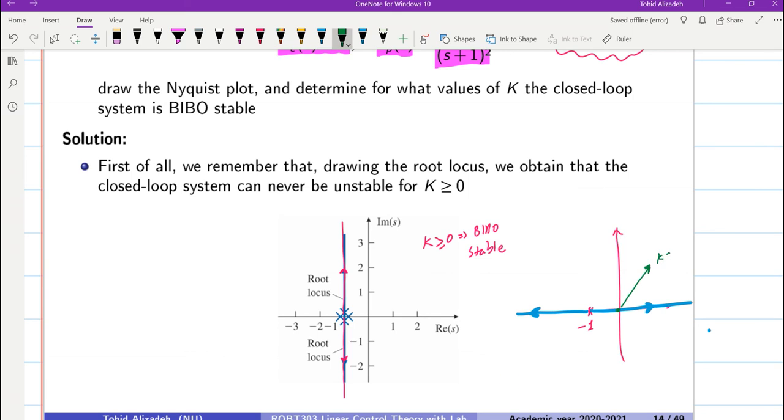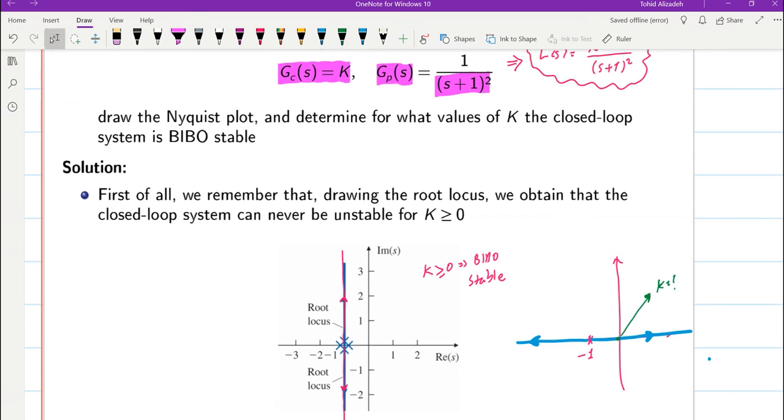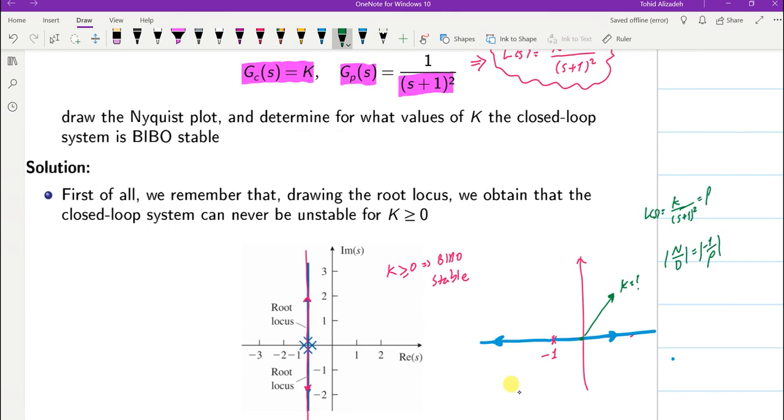We can determine the value of K over here. You know how to do it by applying the amplitude criterion for the root locus. We have L equal to K over (s+1)². The amplitude condition will tell us that the amplitude of N over D will be equal to the amplitude of minus 1 over rho. So we will have it in the form of rho times 1 over (s+1)², where rho is equal to K.